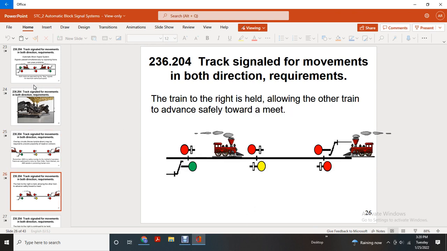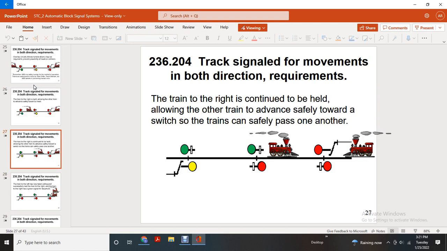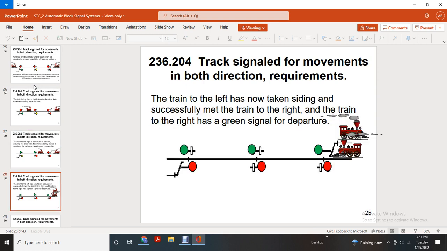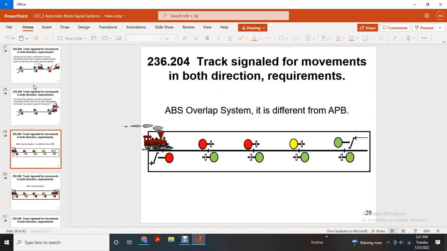The track signal movements of the both direction requirement: the train on the right is held, allowing the other train to advance slowly and safely toward the meet. The train on the right continues to be held, allowing the other train to advance safely toward the switch. The trains can safely pass one another. The train to the left has now taken the siding and successfully met the train to the right, and the train to the right has a green signal for departure.